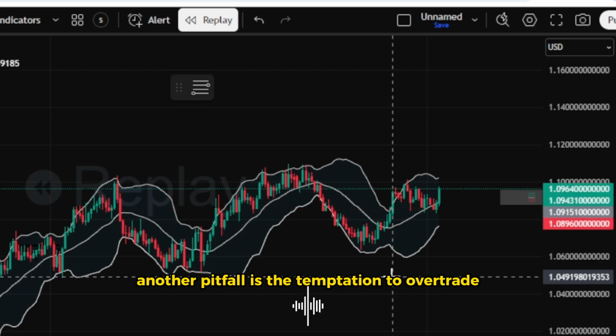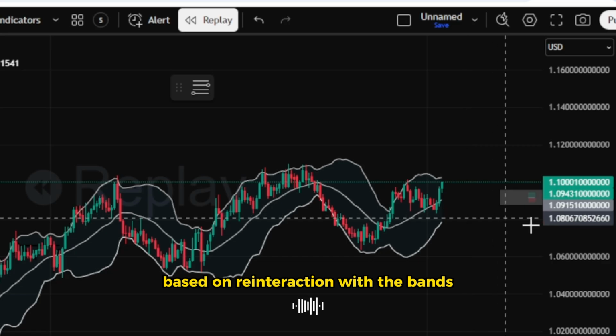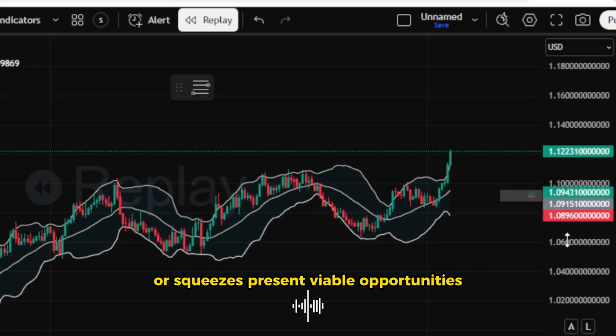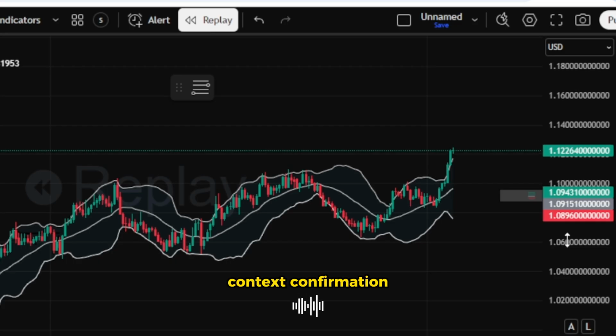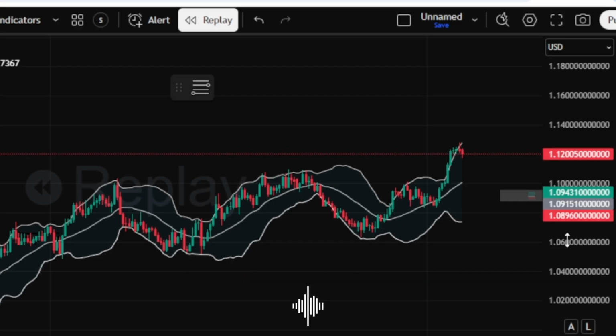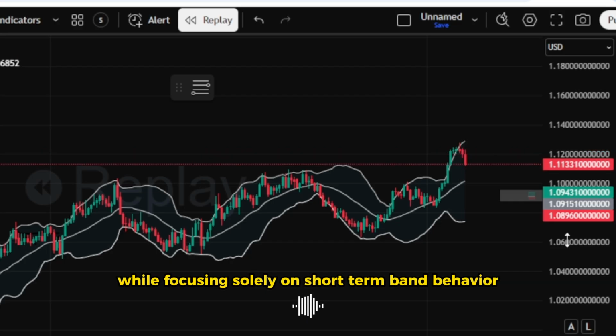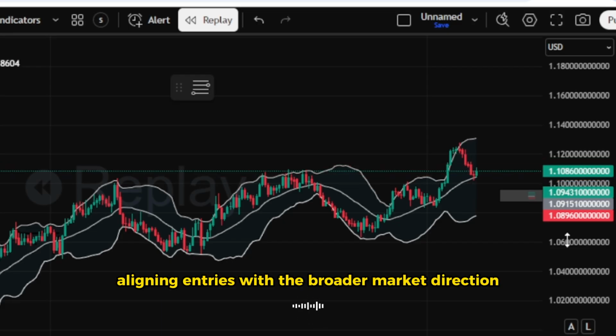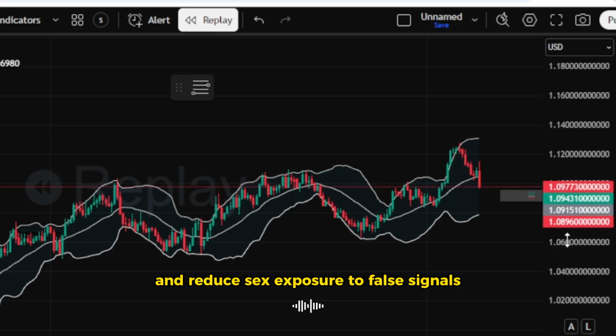Another pitfall is the temptation to overtrade based on every interaction with the bands. Professional traders recognize that not all touches or squeezes present viable opportunities. Context confirmation and confluence remain essential filters for decision-making. Ignoring higher time frame trends while focusing solely on short-term band behavior often leads to counterproductive trades. Aligning entries with the broader market direction increases probability and reduces exposure to false signals.